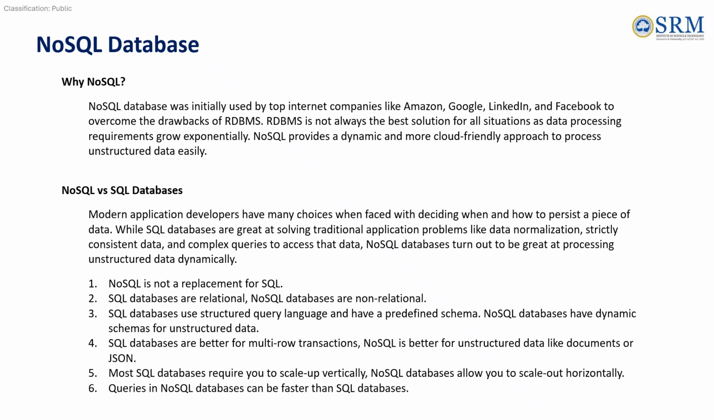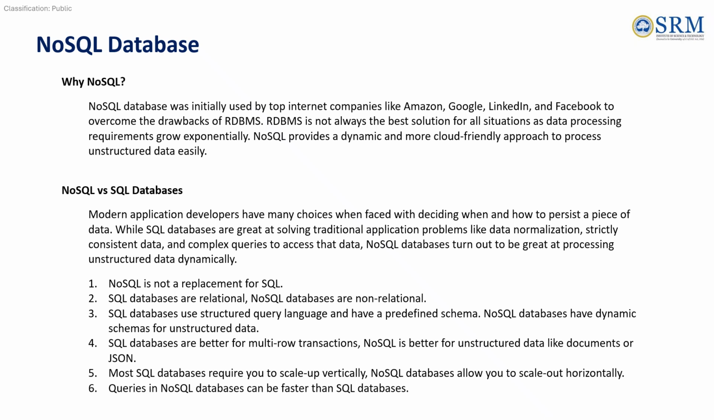Let us understand why NoSQL databases became popular and how they differ from traditional SQL databases. Large internet companies such as Amazon, Google, LinkedIn, and Facebook started using NoSQL databases because traditional relational databases were not always suitable for handling massive amounts of rapidly growing unstructured data. As data processing requirements increased exponentially, organizations needed databases that could scale easily and handle dynamic data efficiently. NoSQL databases provided a more cloud-friendly and flexible approach for such applications.